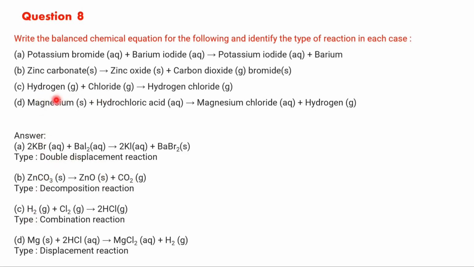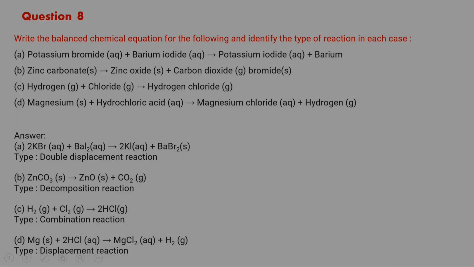Then third one, hydrogen when it reacts with chlorine, it produces hydrogen chloride. The statement is converted into a chemical equation, and if you calculate the number of atoms on either side of the chemical equation, they are also balanced, and this type of reaction is known as a combination reaction. And finally, magnesium reacts with hydrochloric acid and results in the formation of magnesium chloride and hydrogen. So the statement is converted into a chemical equation here, and this type of chemical equation is known as a displacement reaction. So this is all about question number 8.